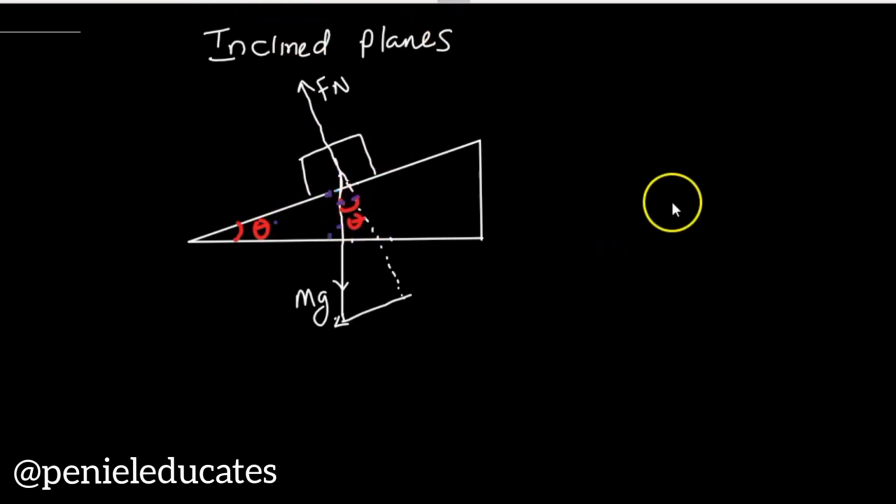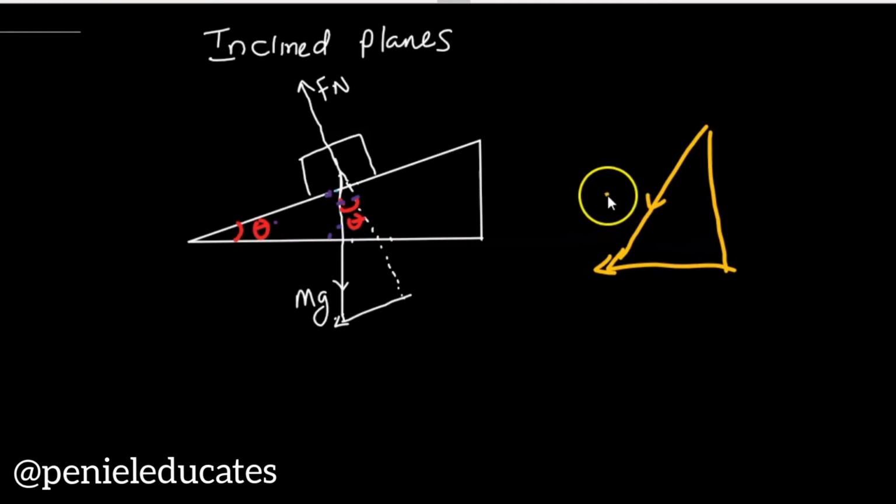Now let us take that triangle out. We have something like this. This one is mg, and let's call this one x. Let's call this one y. Now let us find x. Don't forget this is theta. Let's find the x and y in terms of mg.